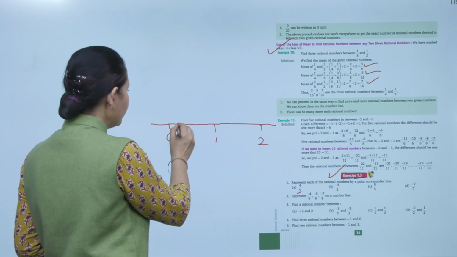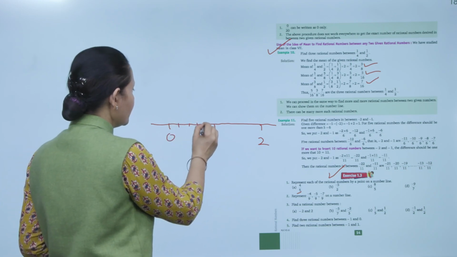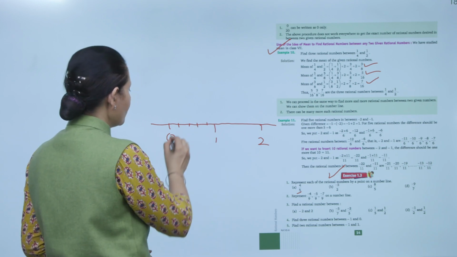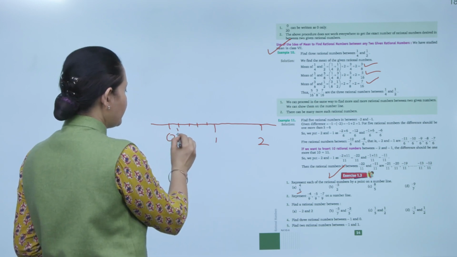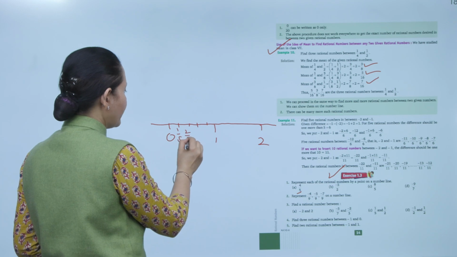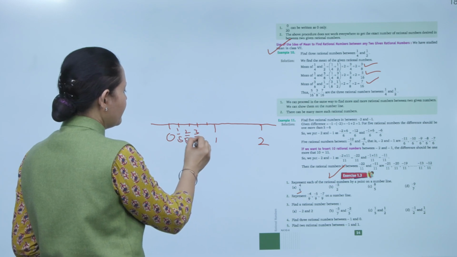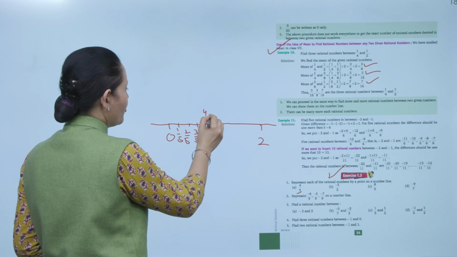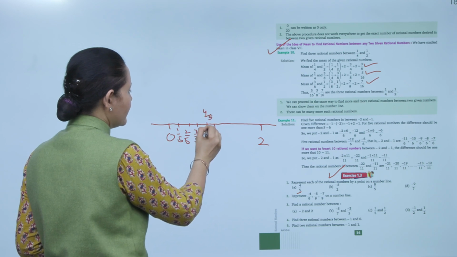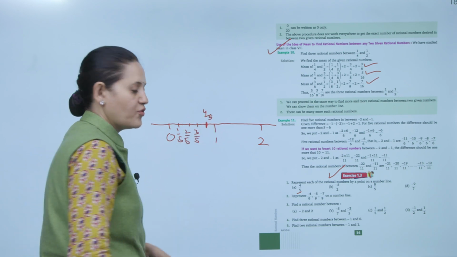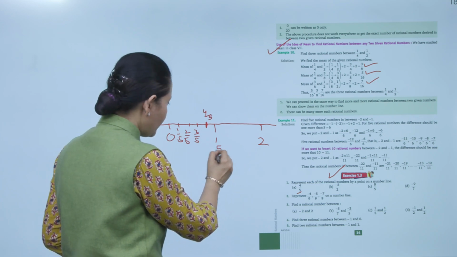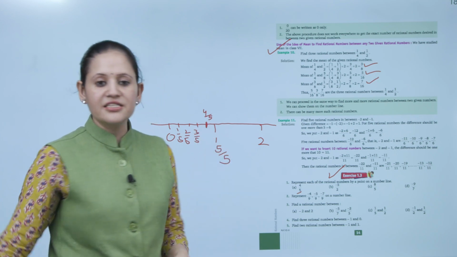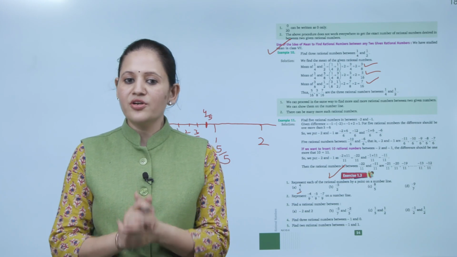So 5 equal parts: 1, 2, 3, 4, 5. So this is 1 by 5, 2 by 5, 3 by 5 and this is 4 by 5. So this point will represent 4 by 5 and this 5 by 5 is 1. Clear? This is how we will represent a rational number on the number line.